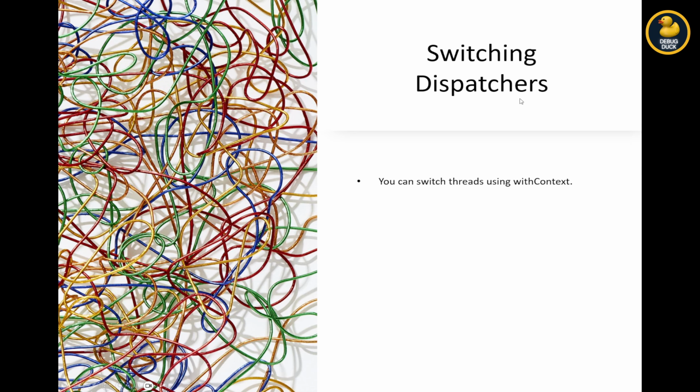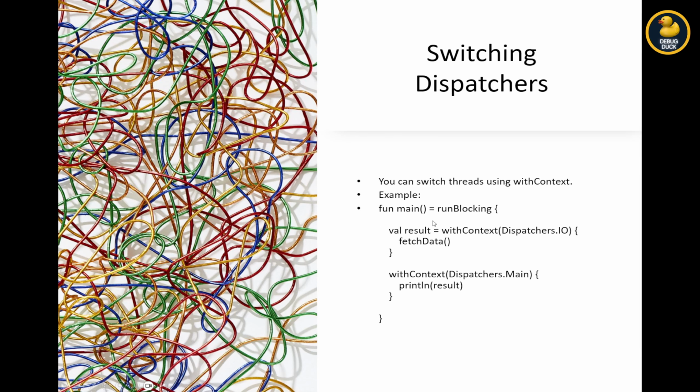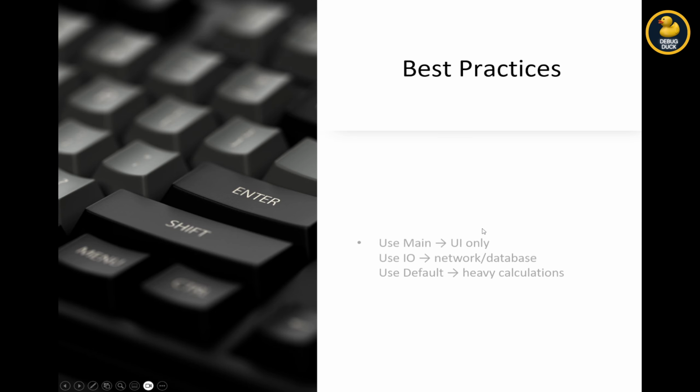Switching between dispatchers. You can switch threads using withContext. For example, fun main = runBlocking, and val result = withContext, passing Dispatchers.IO, then fetch data. Here, withContext Dispatchers.Main and print the result. Here we move between threads safely.